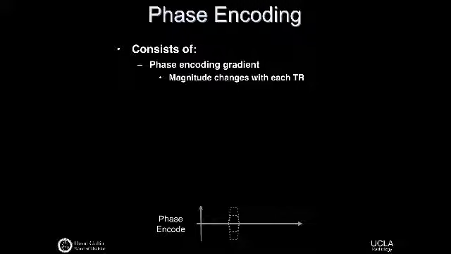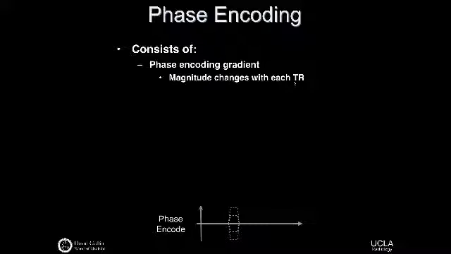So we understand something about slice selection, and the next step was phase encoding. Phase encoding consists of the so-called phase encoding gradient, and importantly, that phase encoding gradient's magnitude changes with every TR. Every time we repeat, every time we acquire another echo, the one thing that we've changed is the phase encoding gradient. And the phase encoding gradient helps move us through K-space.